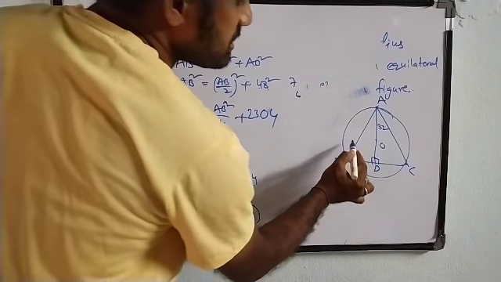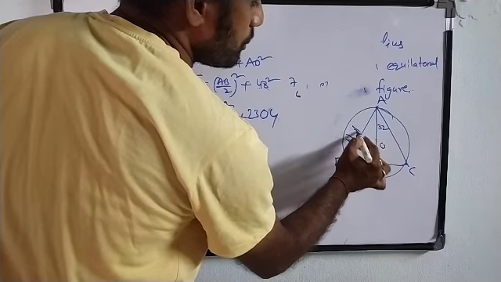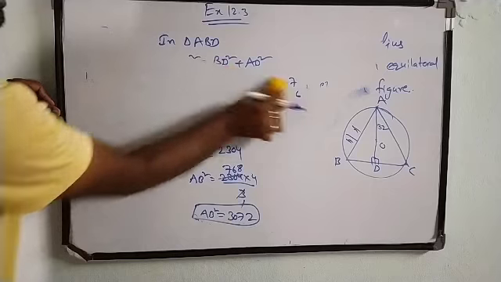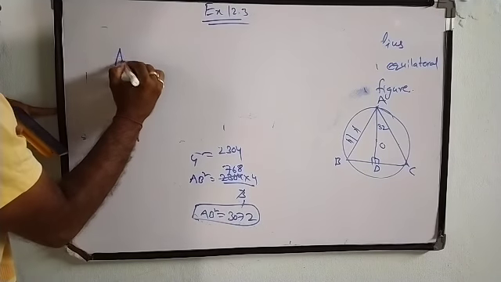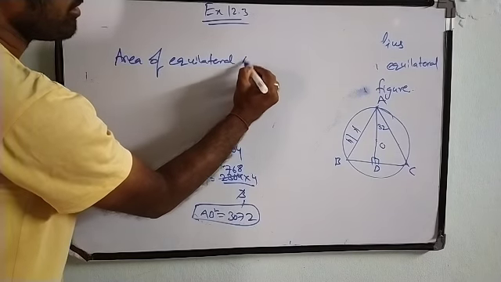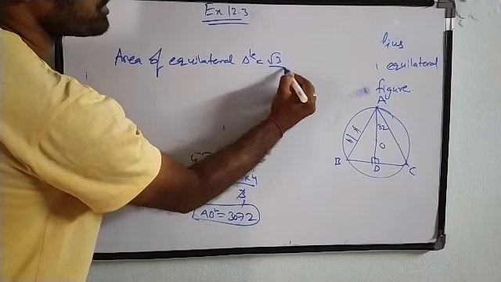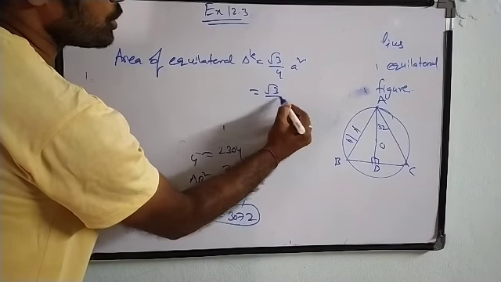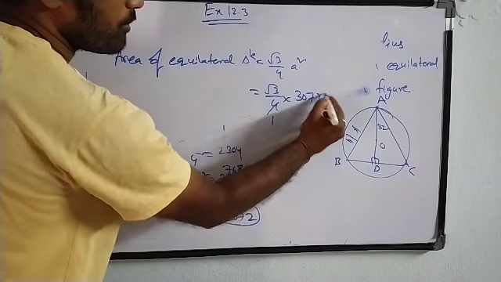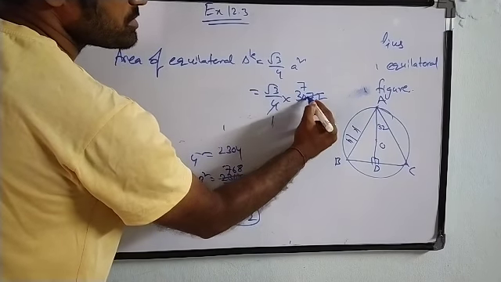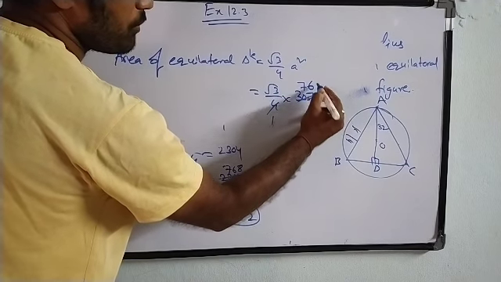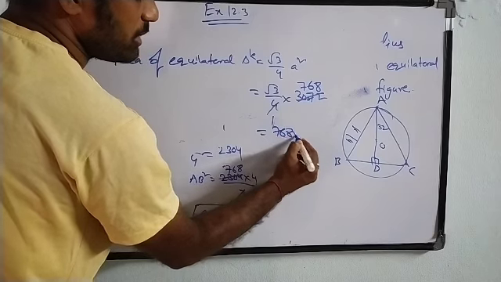So in order to get this shaded region area, we can simply do area of circle minus area of triangle. Since it is an equilateral triangle, we can use the formula: area of equilateral triangle is equal to root 3 by 4 a square, that is root 3 by 4 into side square. So our side square is 3072. So it becomes 768 root 3.